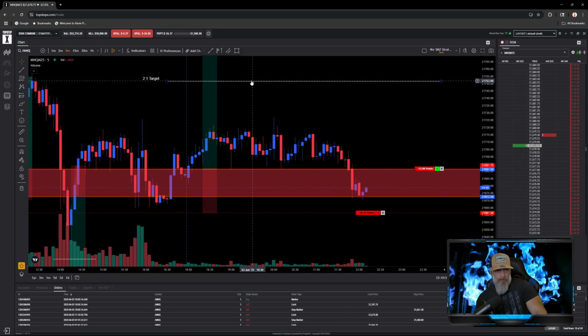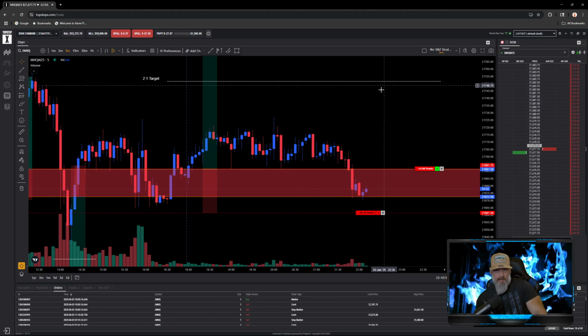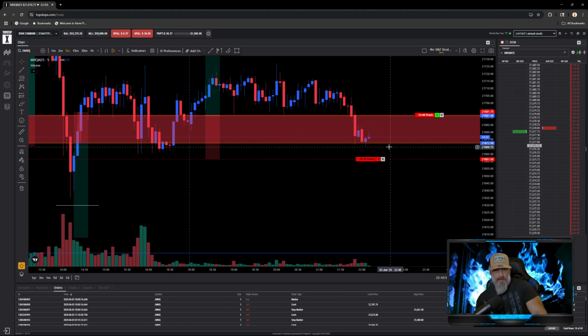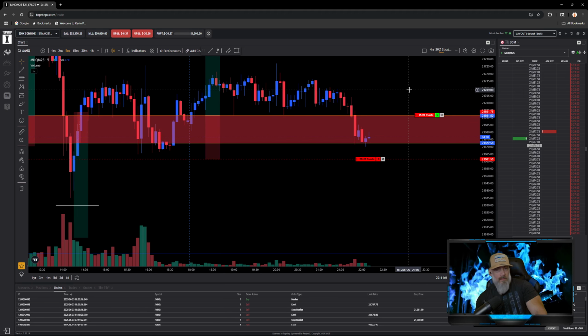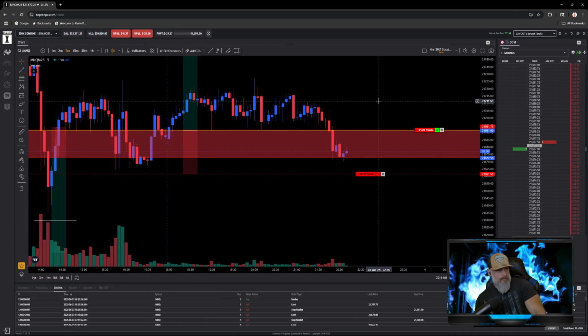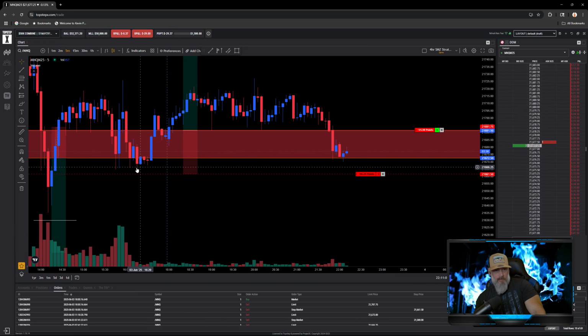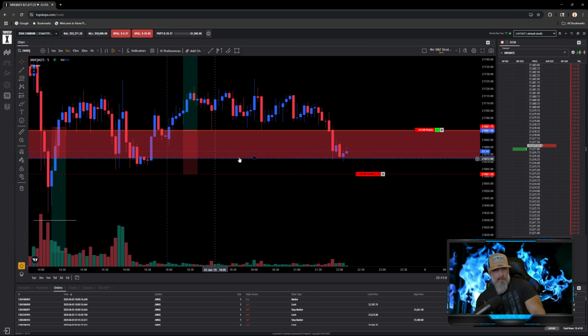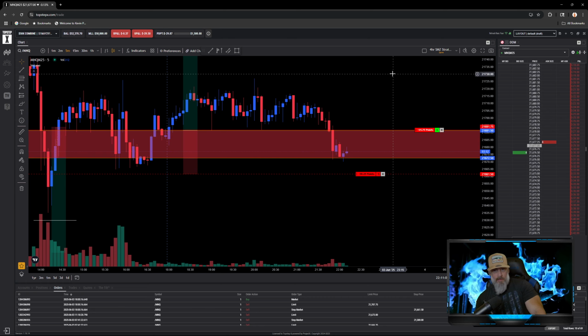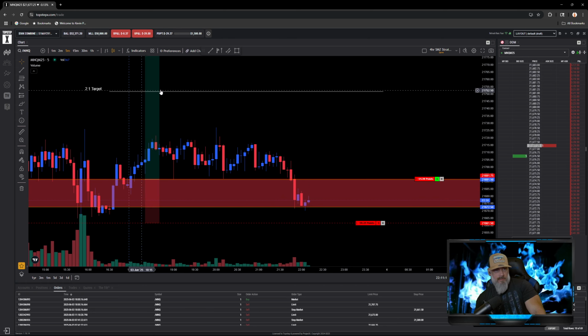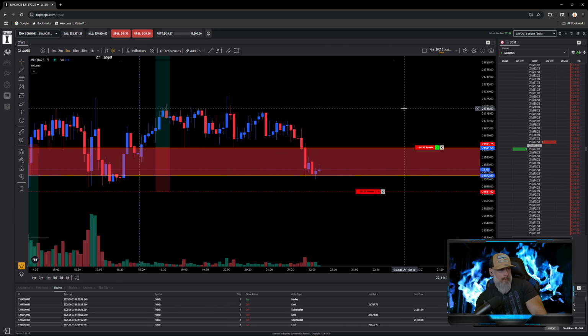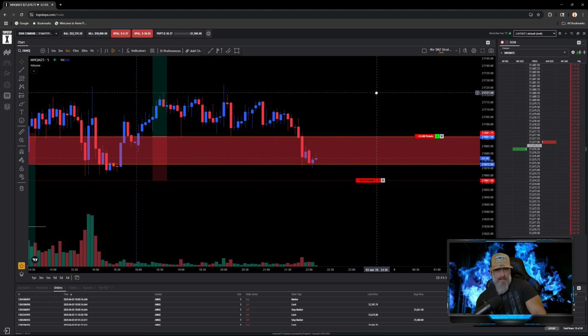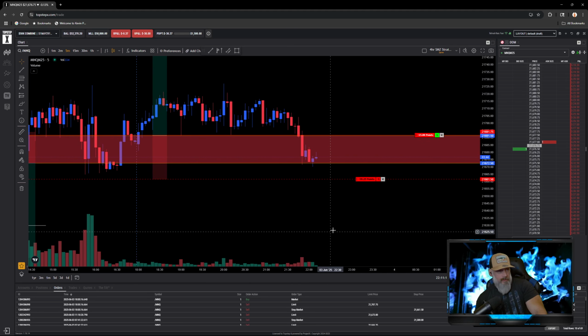We let it come up. It did not hit our 2 to 1 price target, and it has pulled back down. Now I'm red. Hopefully it turns around, because we do have some support area here. Maybe it comes down, grabs some liquidity, and goes back up and hits 2 to 1. Chances are I'm probably going to be in big sleep if it does that. So it is what it is.